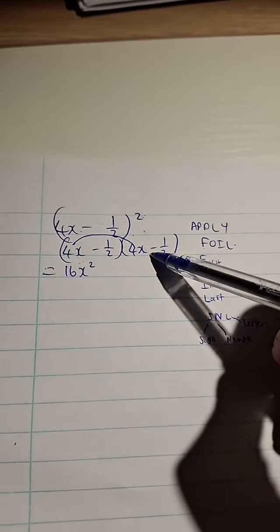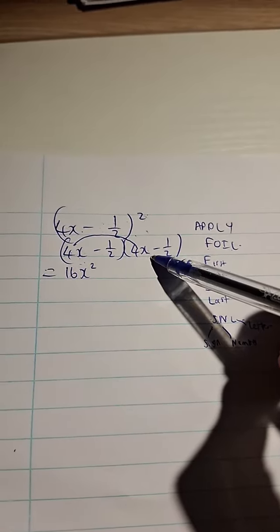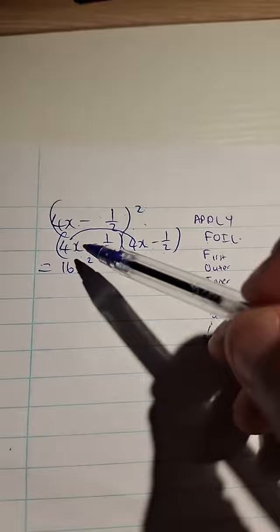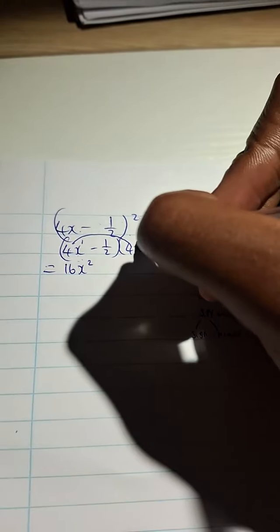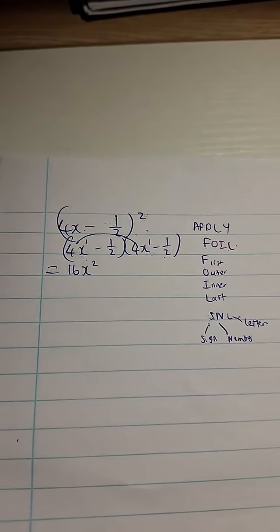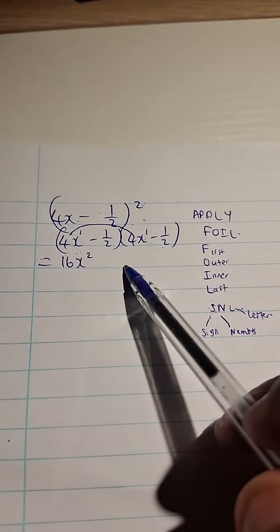Remember, x times x. The laws of exponents say when you are multiplying the same bases, you keep the base, you add the exponents. There's a magical number 1 there, and there's a magical number 1 there. Very, very important. 16x squared.